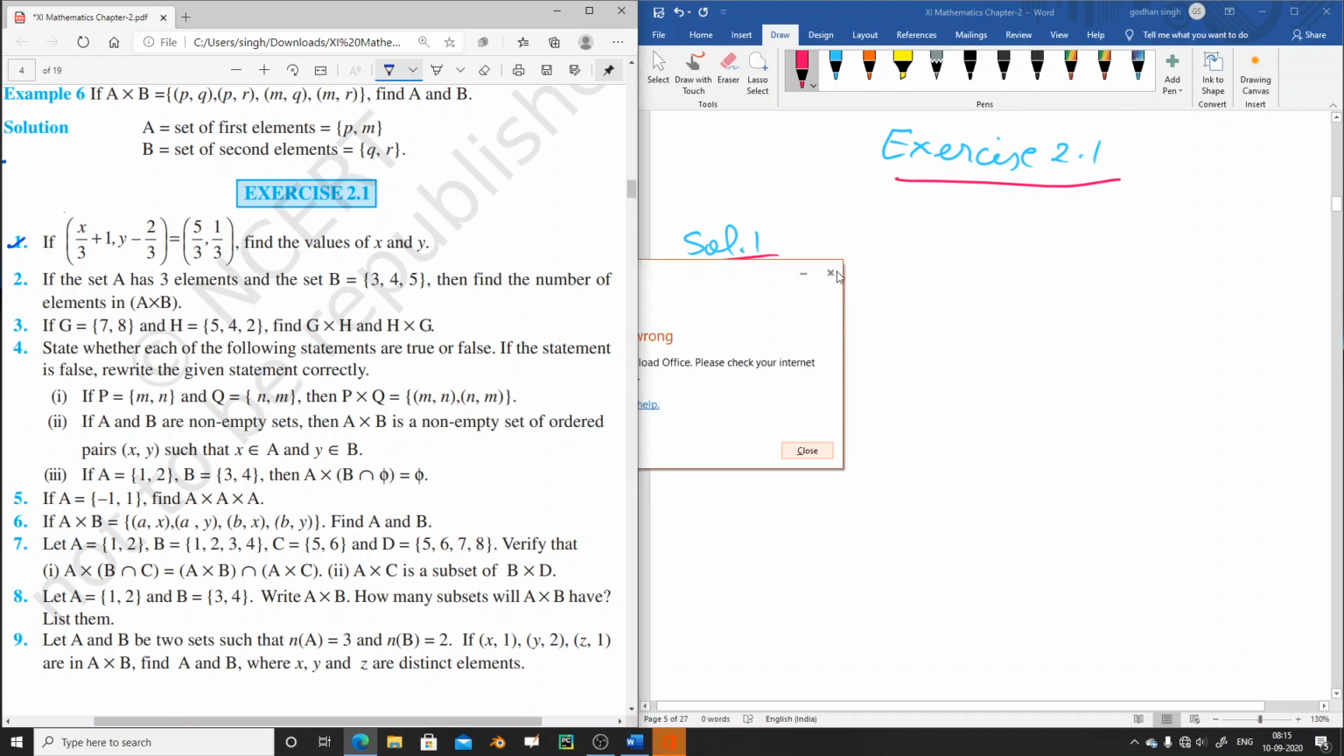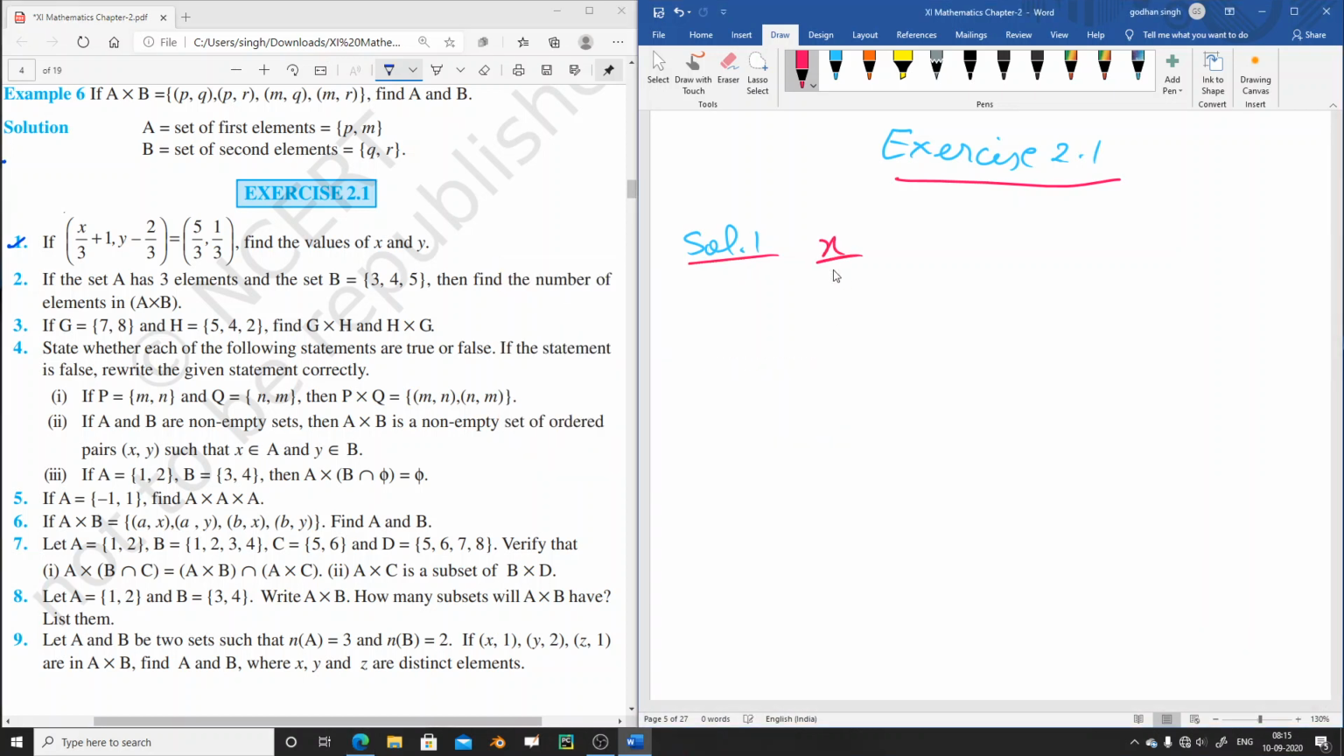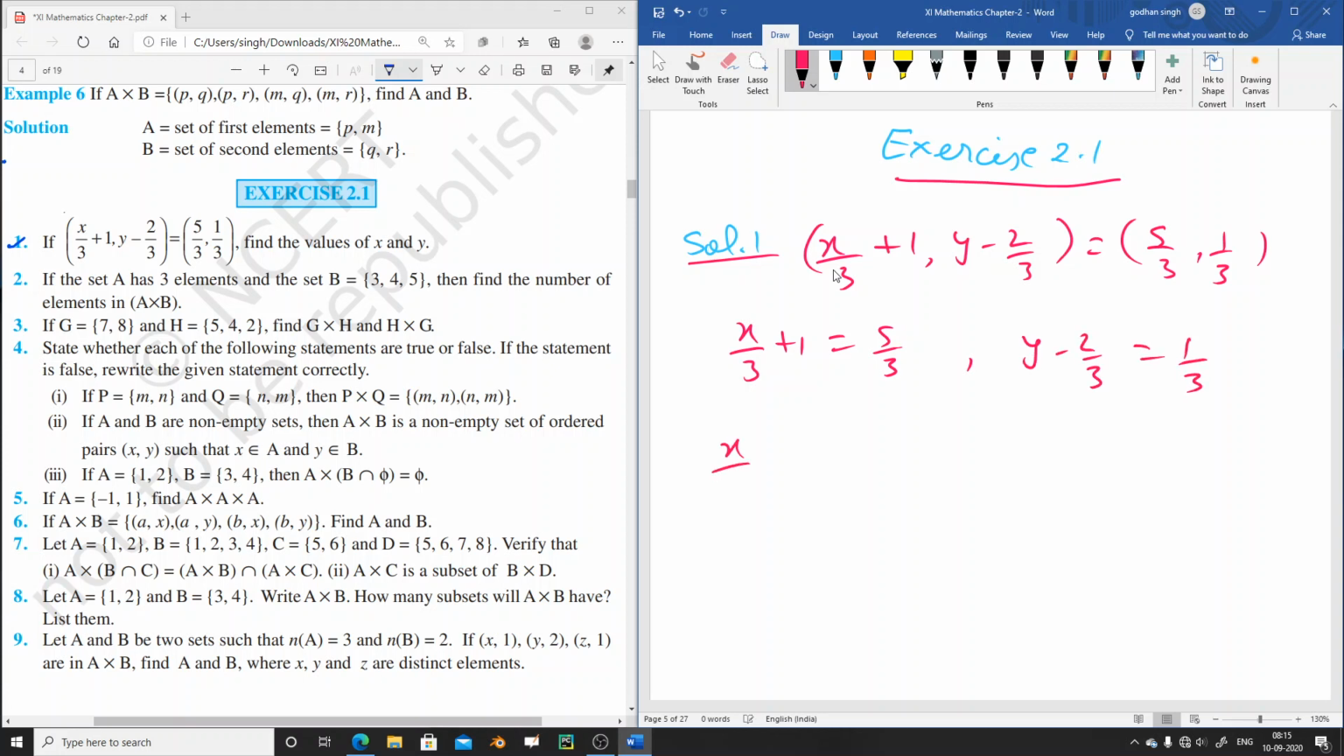So we are having here (x/3 + 1, y − 2/3) equal to (5/3, 1/3). Comparing the corresponding elements, we will be getting x/3 + 1 equal to 5/3 and y − 2/3 equal to 1/3. So this will give us x/3 equal to 5/3 minus 1, and here y equal to 1/3 plus 2/3.